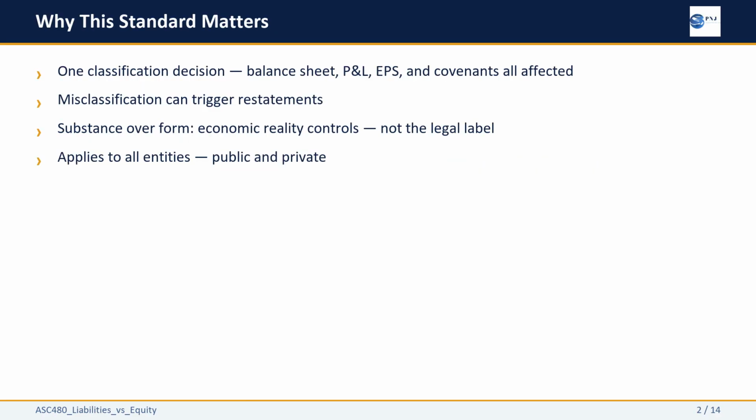The reason ASC 480 demands careful attention is the scale of its consequences. A single wrong classification simultaneously distorts the balance sheet, the income statement, earnings per share, and potentially trips debt covenants without any cash movement. Misclassifications in this area lead to restatements. The governing principle throughout the standard is substance over form. What the instrument is called is irrelevant. What matters is whether the entity has an unavoidable obligation to deliver cash or other assets to the holder.